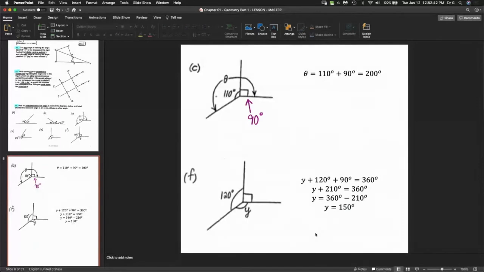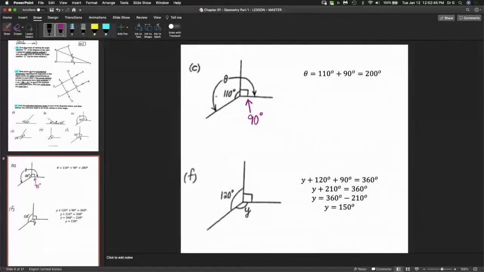150 degrees. Some of you probably are good with this, but there may be a couple people that are wondering, where did 360 come from? Remember that one full revolution, if you go all the way around, is 360. Sorry, my pen's really slow here. The 210, Malik, is this. I just added these two together.